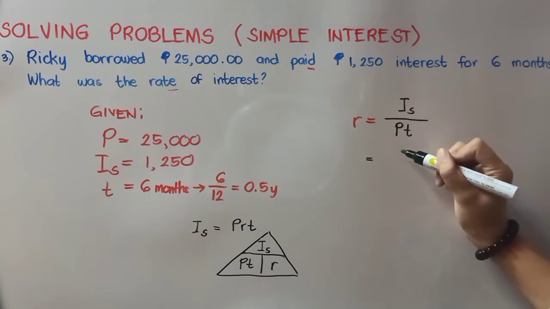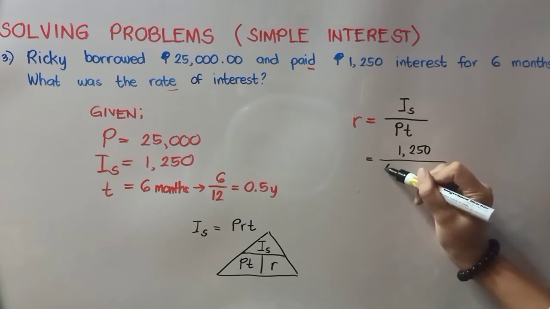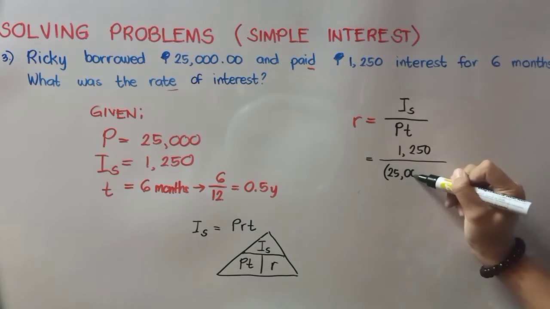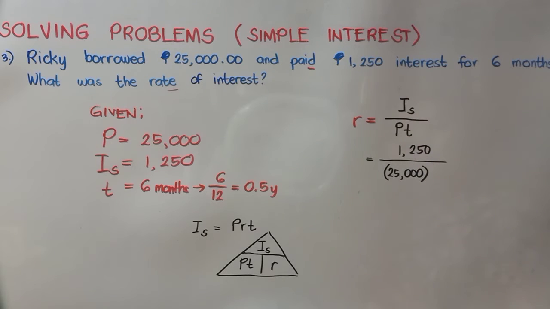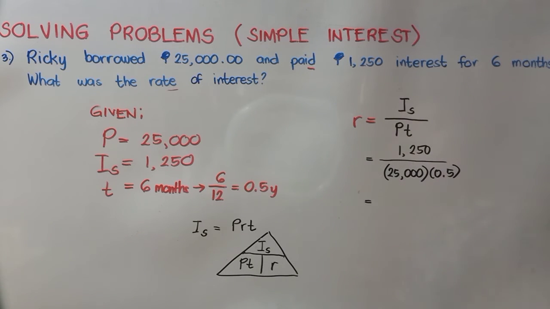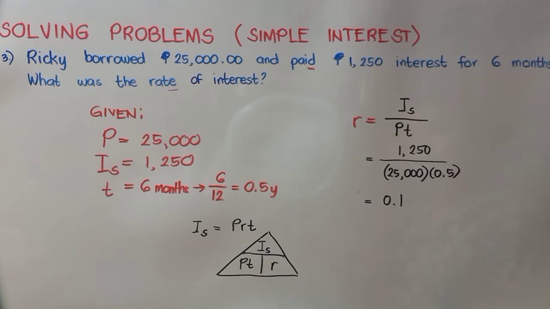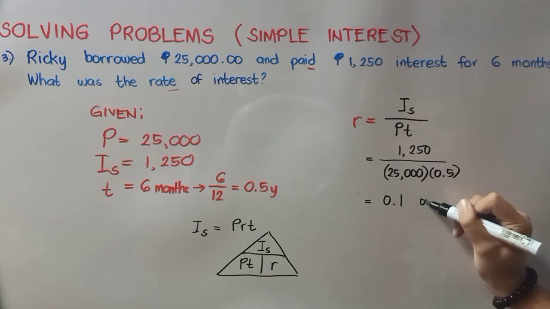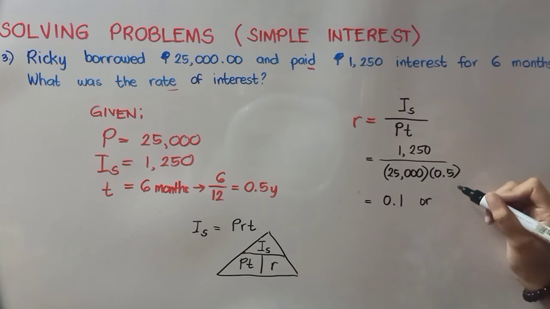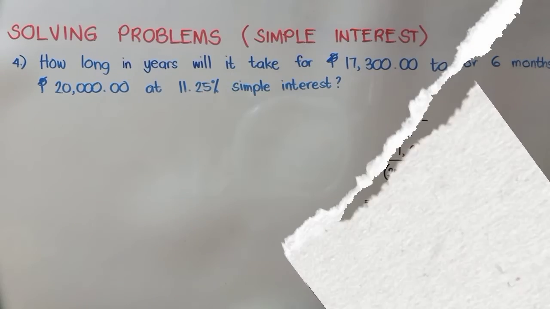It's now time to substitute values. Our simple interest is 1,250, our principal is 25,000, and our time is 0.5. This will give us a rate of 0.1. Or we can convert this into percentage by multiplying it by 100. This will give us 10%. Therefore, this is the rate of interest.